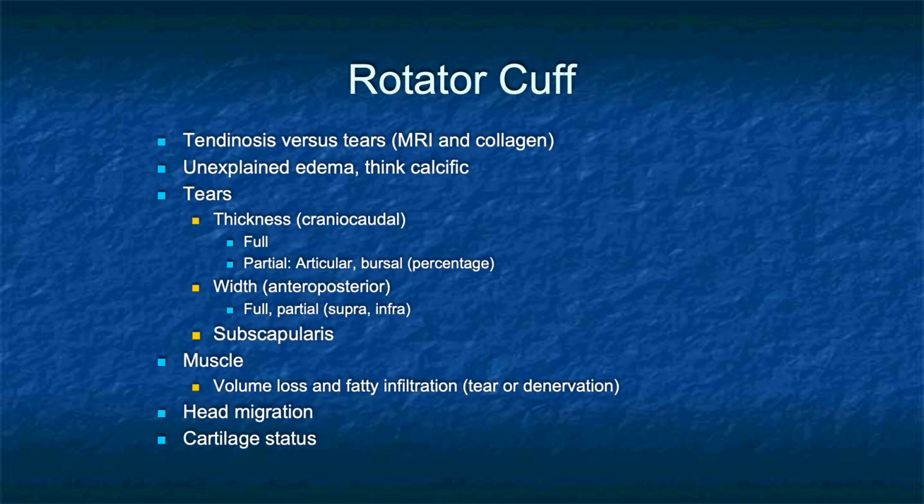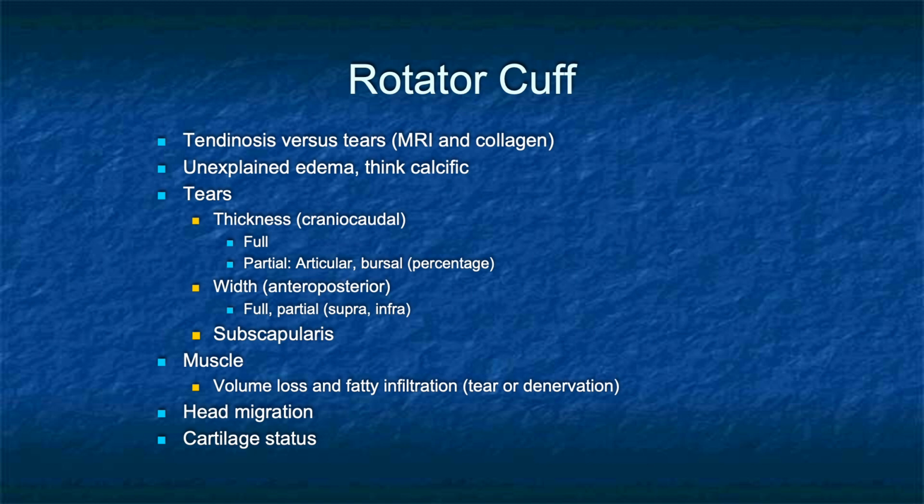So when we're thinking about the rotator cuff, we're going to think about a few different things. First of all, tendinosis versus tears. Secondly, the unexplained edema, and you're going to think of calcific. The third thing is tears, whether they are full thickness or partial thickness, articular-sided or bursal-sided. The extent of involvement, whether it's partial supraspinatus, entire supraspinatus, supra and infraspinatus or subscapularis.